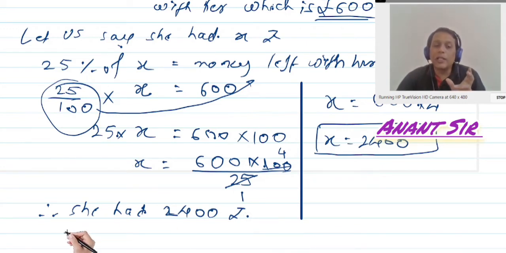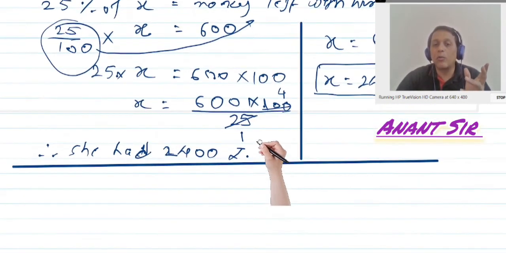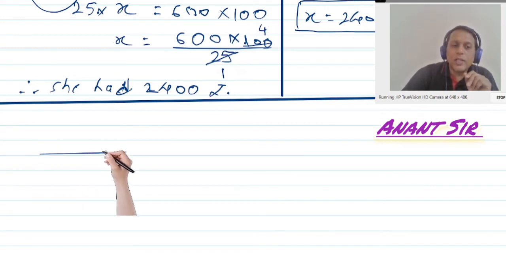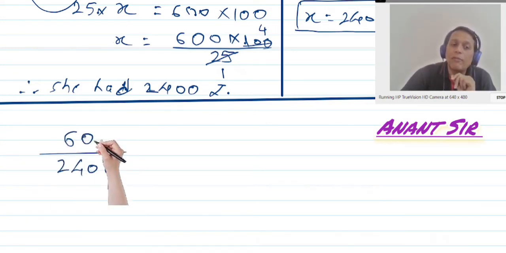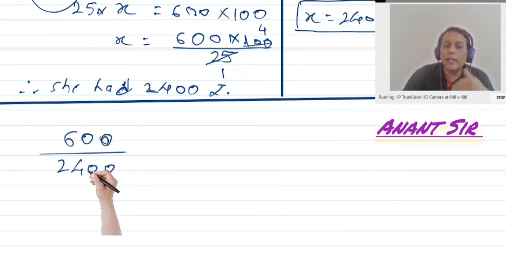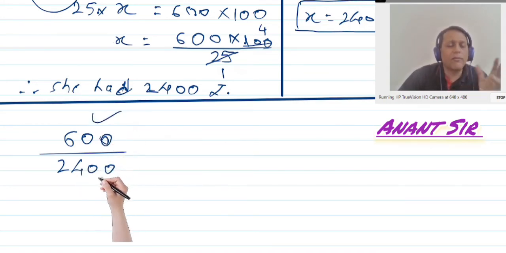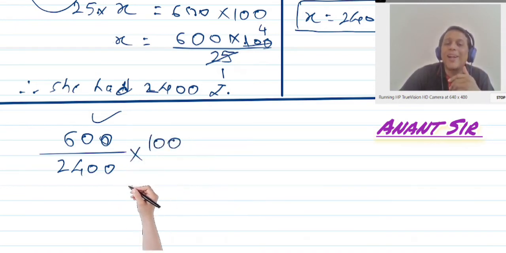Again, you can check whether this is the correct answer or not. Okay, in the exam, if you have similar kind of question, you can check. Okay, how can we check this? Out of 2400, how much was money left with her? It was 600, right? Now if we want to find the percentage of money that was left with her, can we find it? 600 was left out of 2400. To find the percent, we multiply by 100.